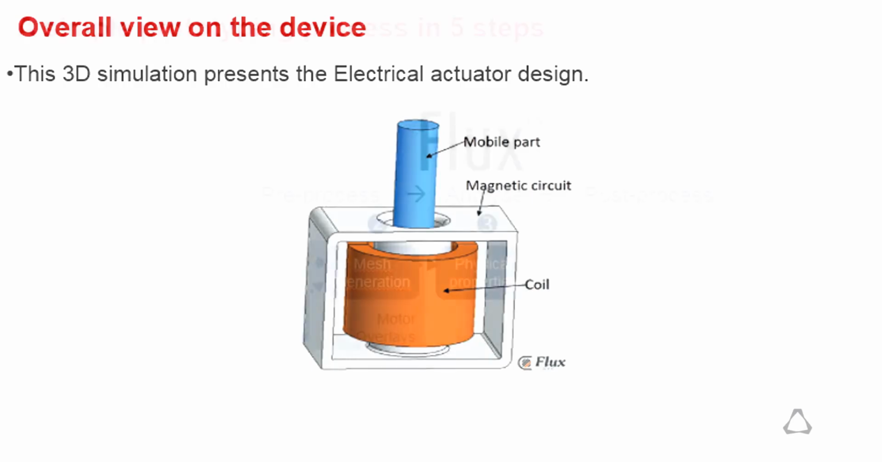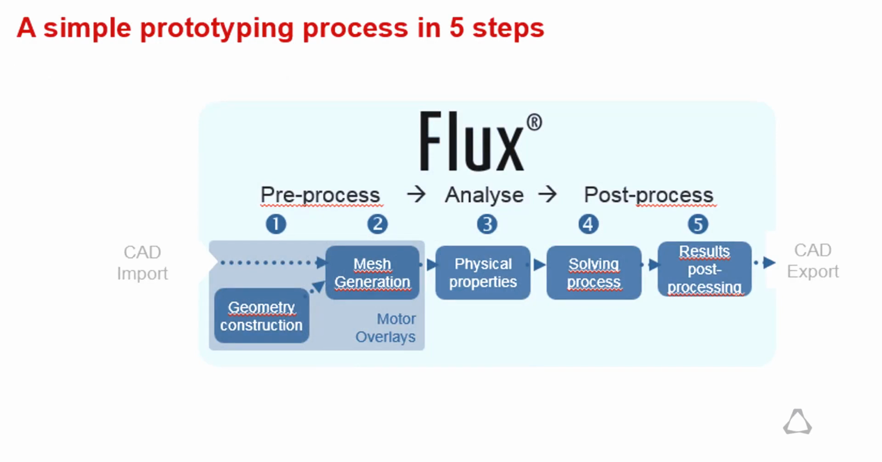The 3D geometry definition is done in the modular context, which is a dedicated geometry building context. The simulation in Flux is done using the following steps: geometry construction, which is done in the modular context, mesh generation, physical properties definition, solving the problem, and post-processing the results. Let's start with the first step, geometry and mesh creation.